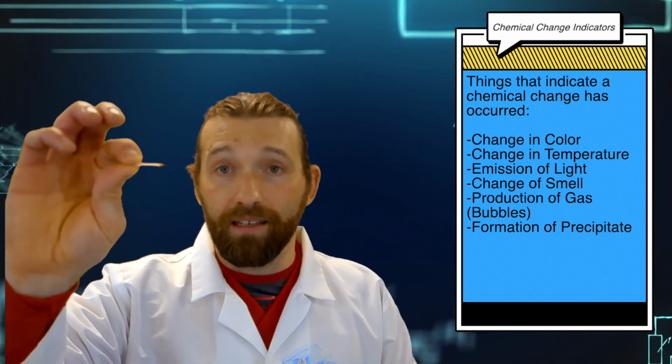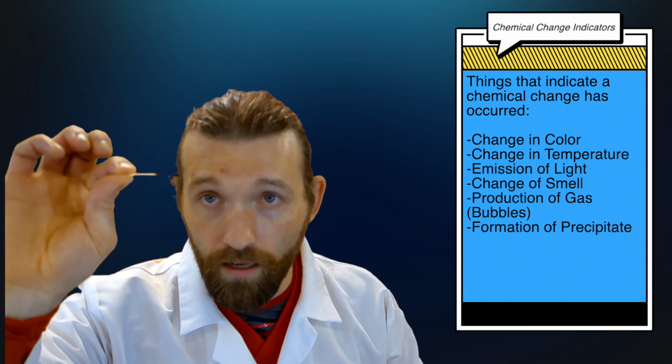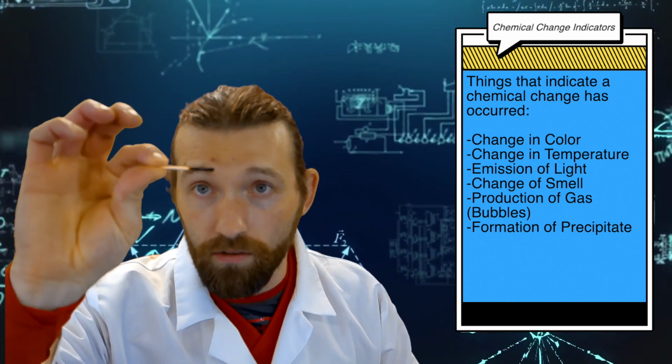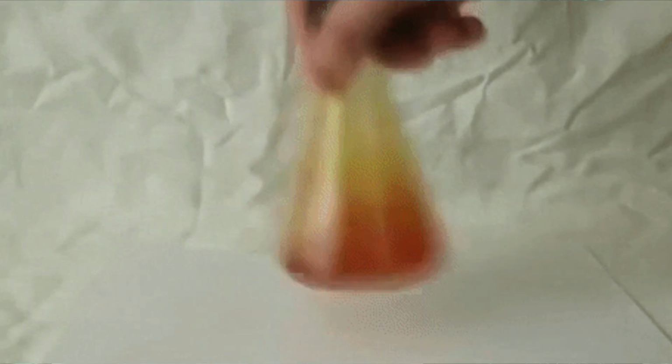Other things would be things like color change. Notice the match is no longer a nice tan color. It's turned black. Well, what's left behind is no longer cellulose. It's changed substances. So of course it has a different color.